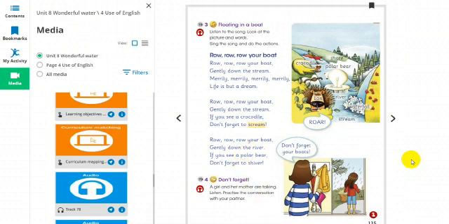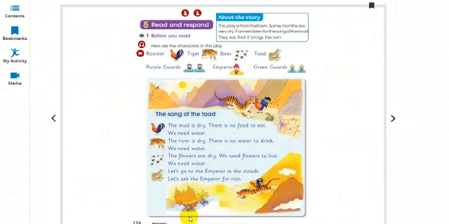So now let's move on to page number 116. So we have come to page number 116. So let's read the story. Here is a story, a very nice story. This play is from Vietnam.